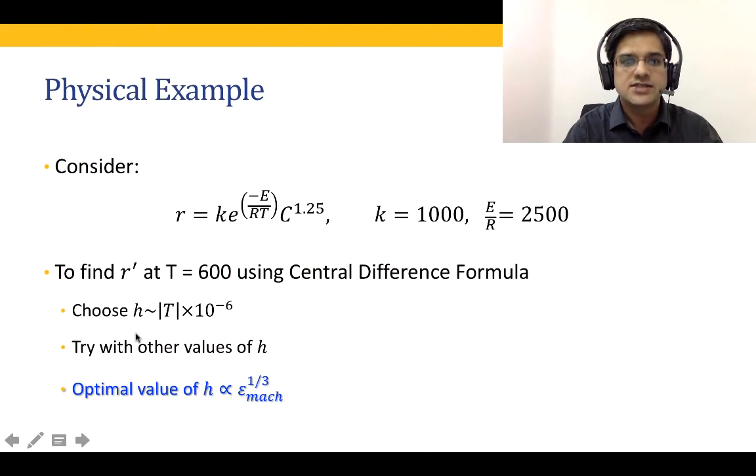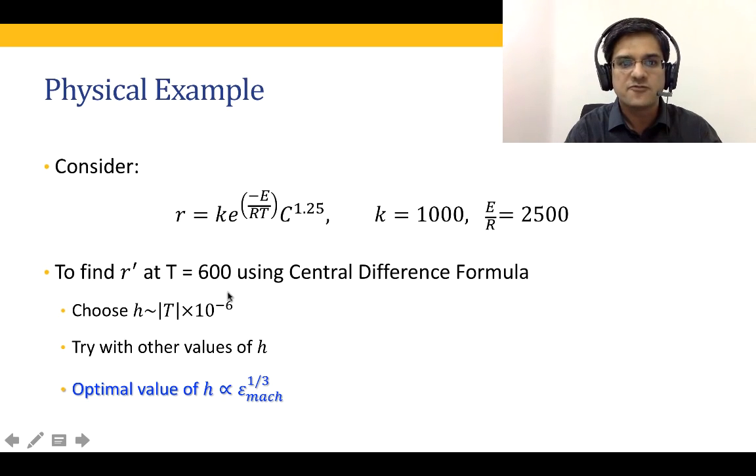In order to do that, I'm going to give you a certain set of tips. What we will find is that the judicious way of choosing h for central difference formula is to choose h as temperature T multiplied by 10 to the power minus 6. If we were using forward or backward difference formulae, then the optimal value of h would be T multiplied by 10 to the power minus 8.